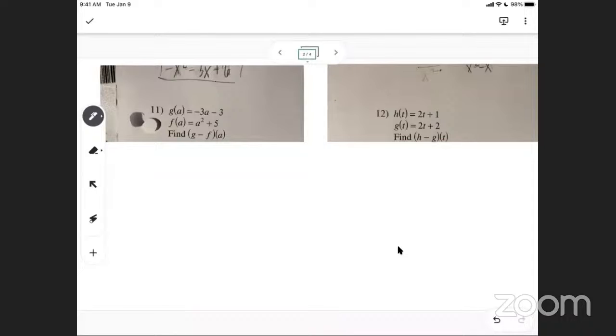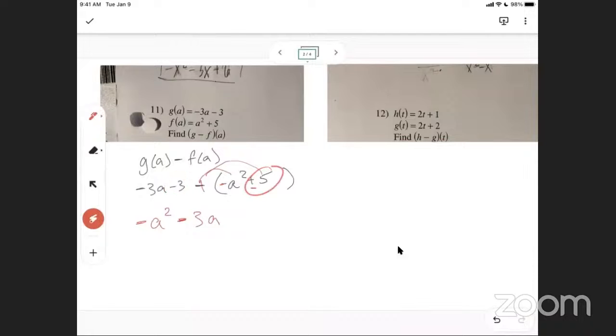Anyway, so for this one, number 11, what we're going to do is take g of a minus f of a. So g of a is -3a minus 3 minus, and notice I'm leaving parentheses, right? F of a is a squared plus 5. Now I have to distribute that negative in. Distributing that in gives me a negative and a negative. Both of those are negative. So now I'm going to clean it up. -a squared, that's the biggest exponent, right? Minus 3a. And then what happens with the -3 and the -5? It's -8. Perfect.